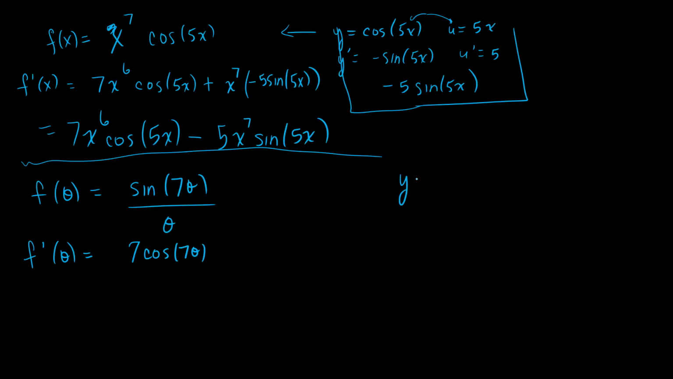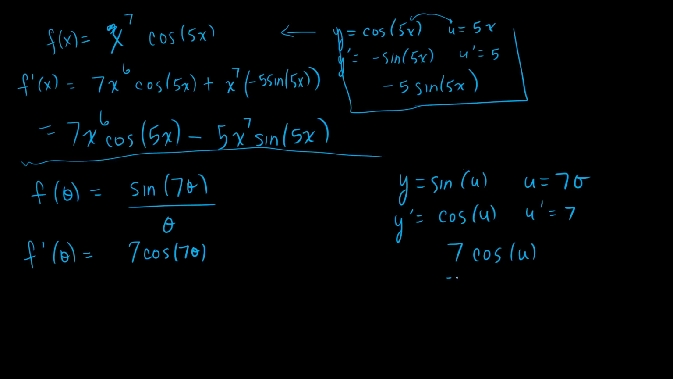Are you okay with that? y equals sine of u. u equals 7 theta. y prime equals cosine of u. u prime equals 7. 7 cosine of u. And substitute back u. So that's how I got that piece. So that's the derivative of the top.